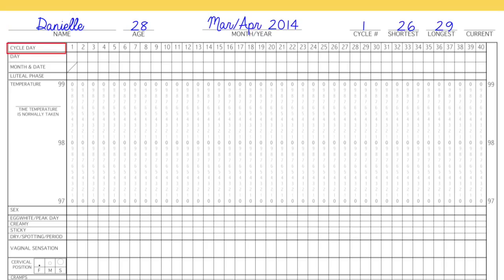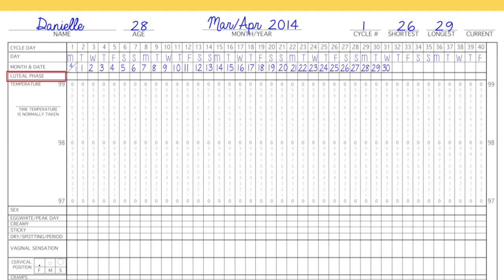Next you have the cycle days, which are automatically filled in for you. Of course, day number 1 is the first day you get your period, so that's where your starting point is from. Underneath that you have the day of the week. Some people find this helpful to fill it in, others don't. For me, I just put in what day it is, so Monday, Tuesday, Wednesday, and so on. The row underneath that is for your luteal phase, but you don't have to fill it out yet because you won't be recording that until a little bit later on in your cycle.